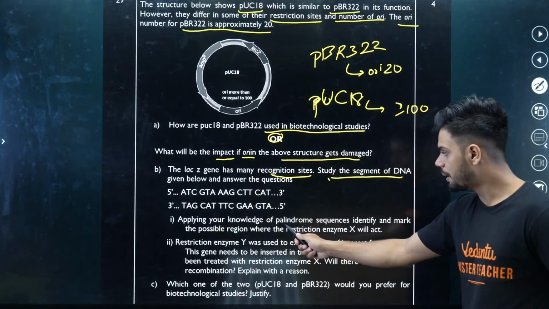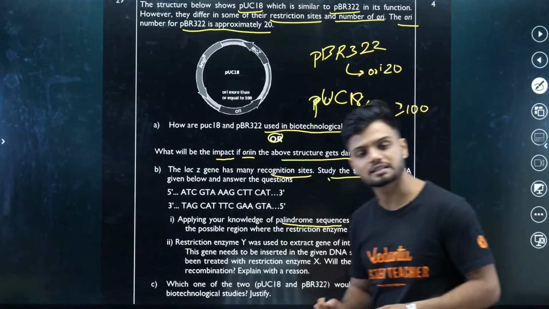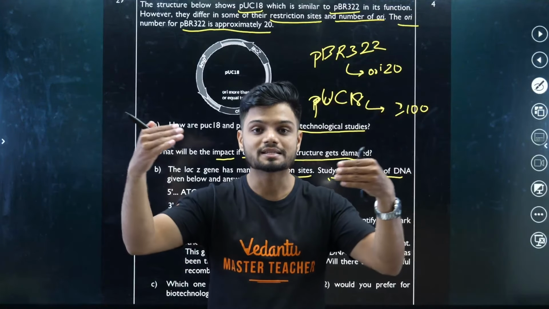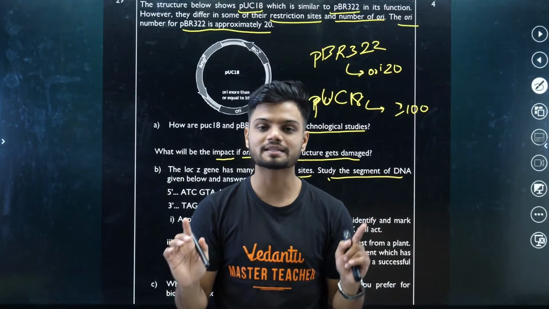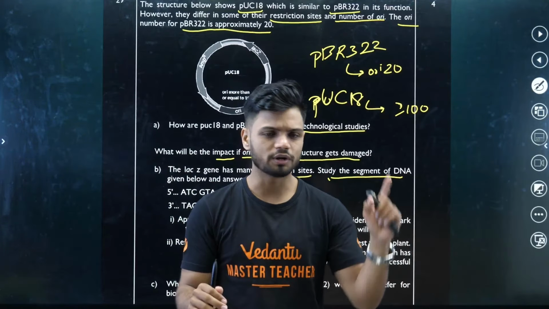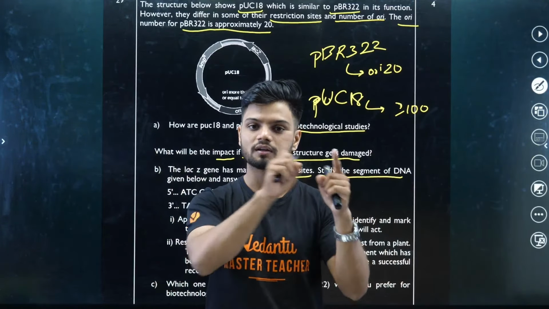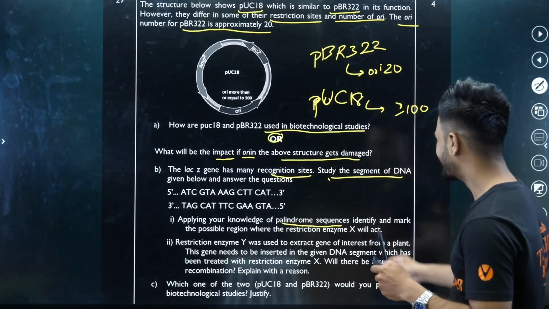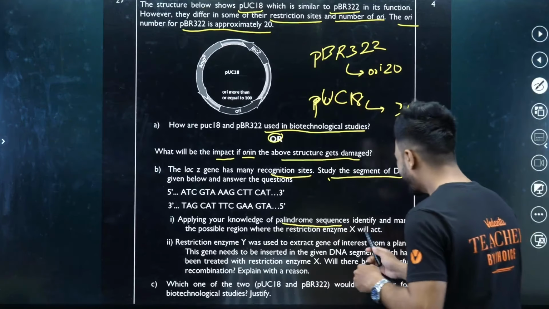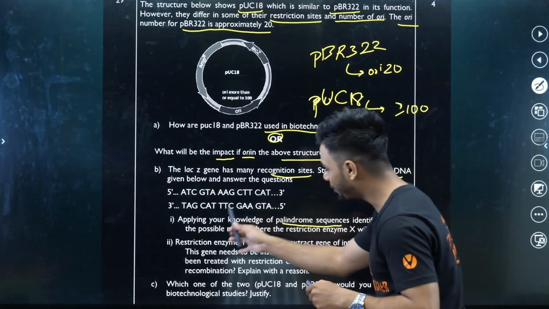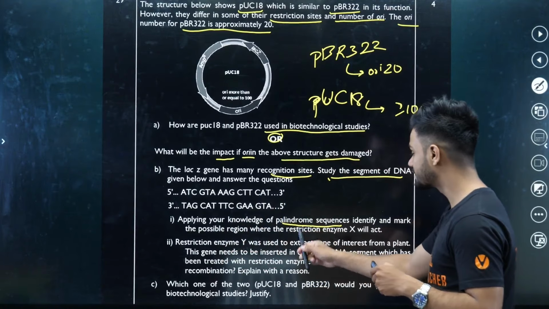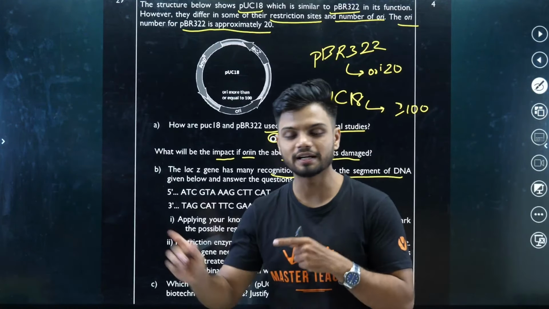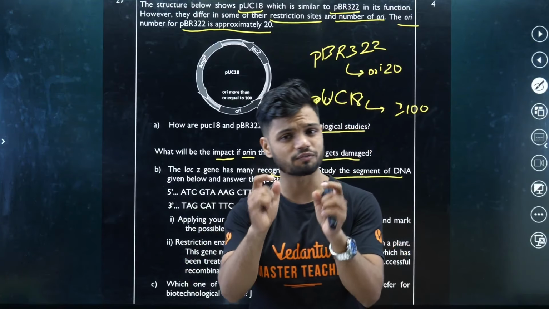Apply your knowledge of palindrome sequence. What is a palindrome sequence? A palindrome sequence is a sequence which can be read the same from either side. An example is Malayalam. When you read from the starting or from the end, the same meaning comes out. Amma also, yes. Mom also. Identify and mark the possible regions where the restriction enzyme X will act. Now identify the palindrome sequence. Very easy question, free marks.